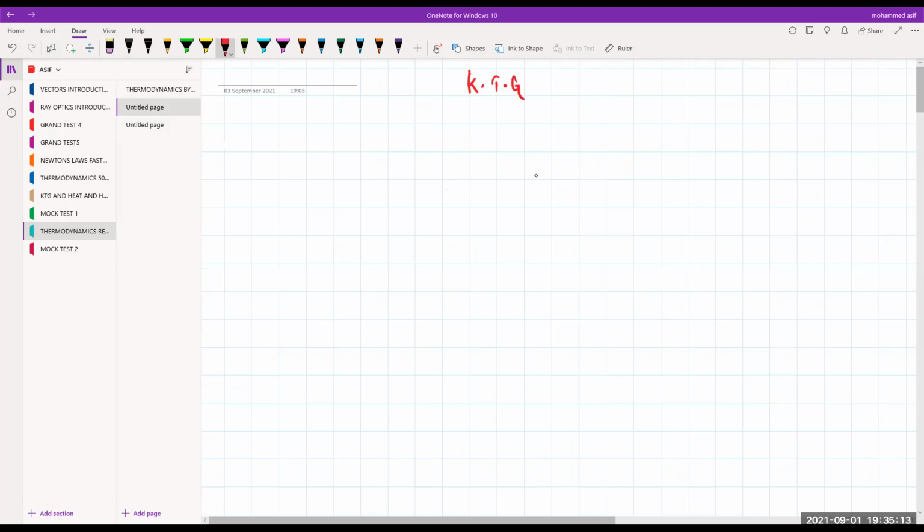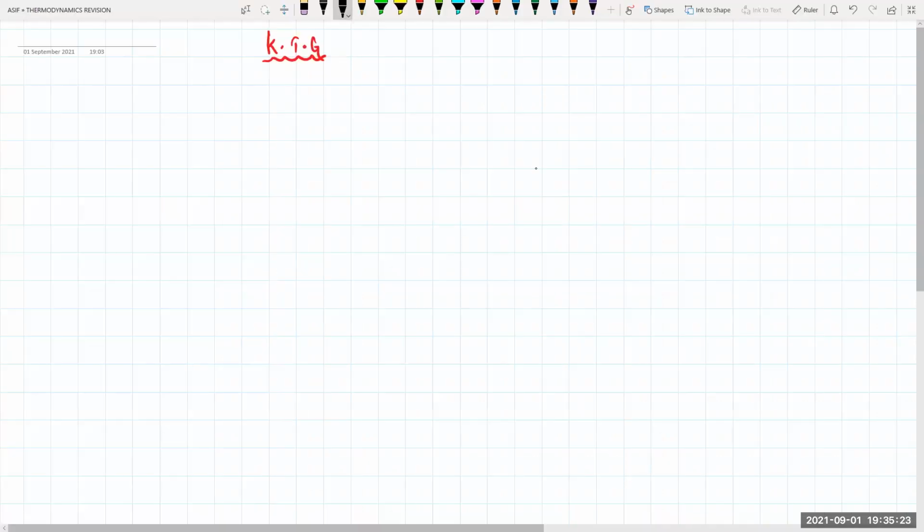KTG, kinetic theory of gases. I'm not going to tell you the postulates and all; I hope you remember them. What are the postulates of kinetic theory, which are very, very important to remember? The size of molecules is negligible. Molecules are assumed to be hard spheres and all the collisions are elastic.